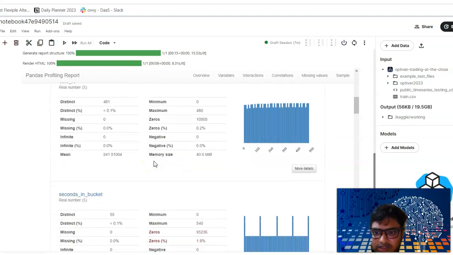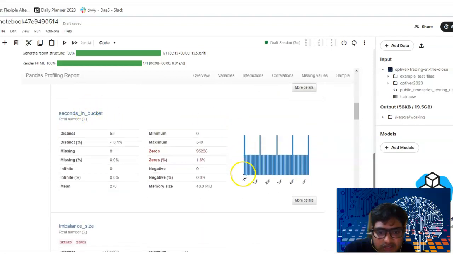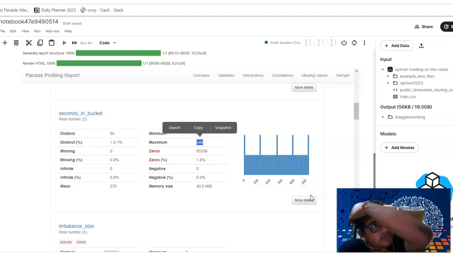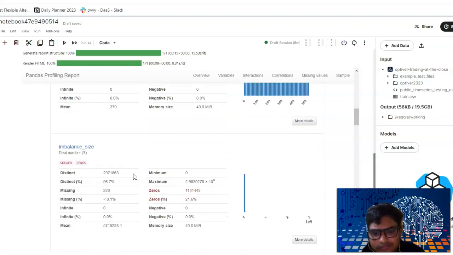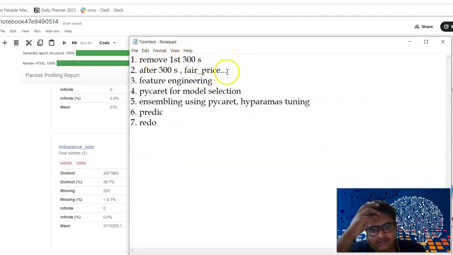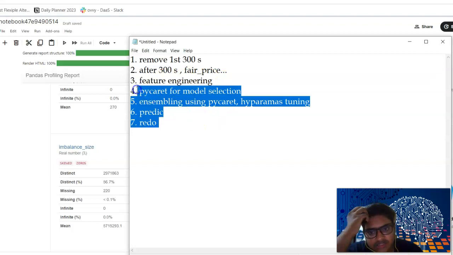What I wanted to discuss is seconds in bucket. As you can see, it goes from 0 to a maximum of 540. If we decide to remove all the data before 300 seconds, that would be a huge loss of data, so maybe we cannot do that. We have to handle the missing values differently, or maybe ignore them for a while. The earlier strategy of removing the first 300 seconds, we will ignore for now, and we will focus more on feature engineering and then model selection.